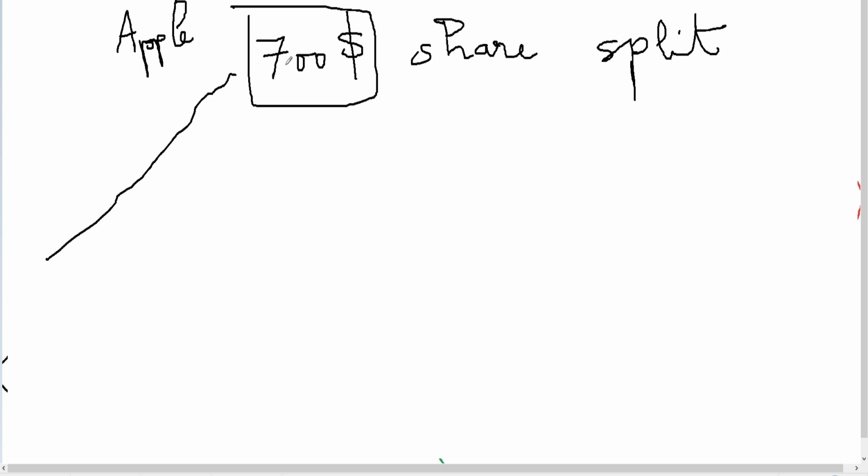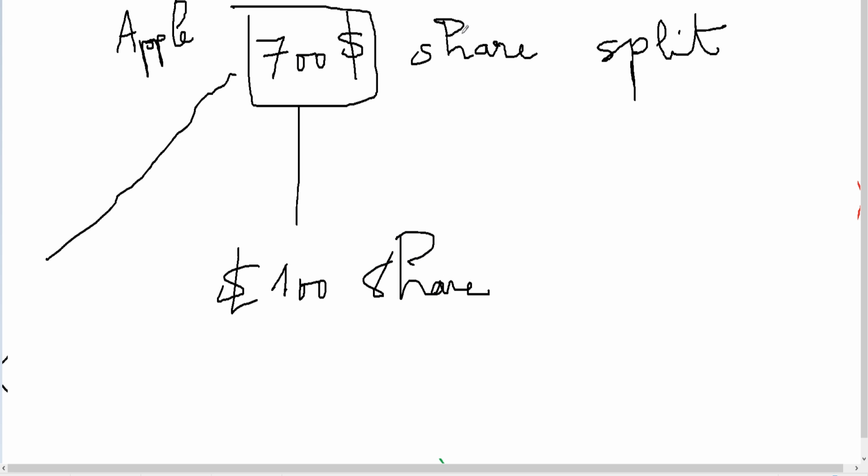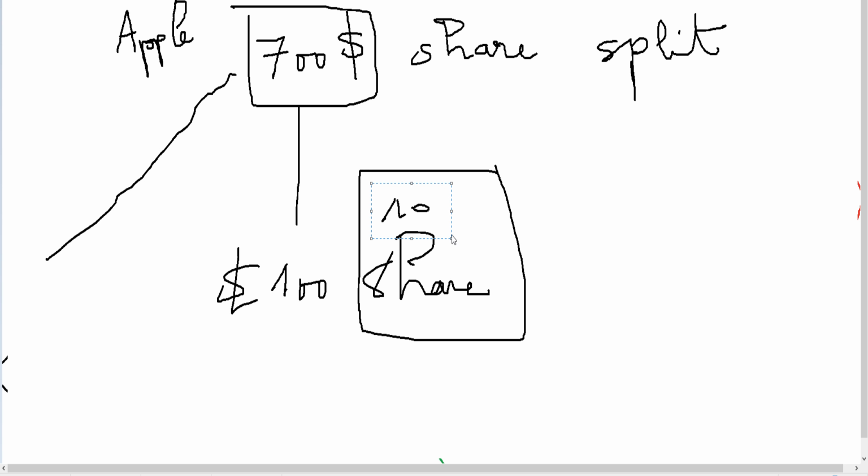What does split mean? You make the $700 into $100 for each share. Sorry, I just messed up here. It's 7 shares. Okay, 7 multiplied by 100, you will have 700. So instead of 1 share, you will have 7 shares of $100. The stock will be $100.